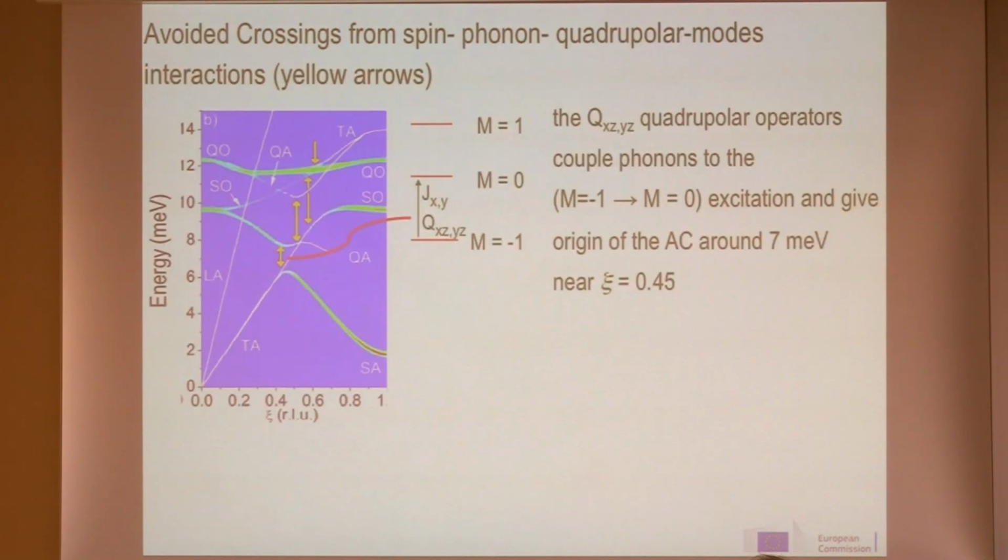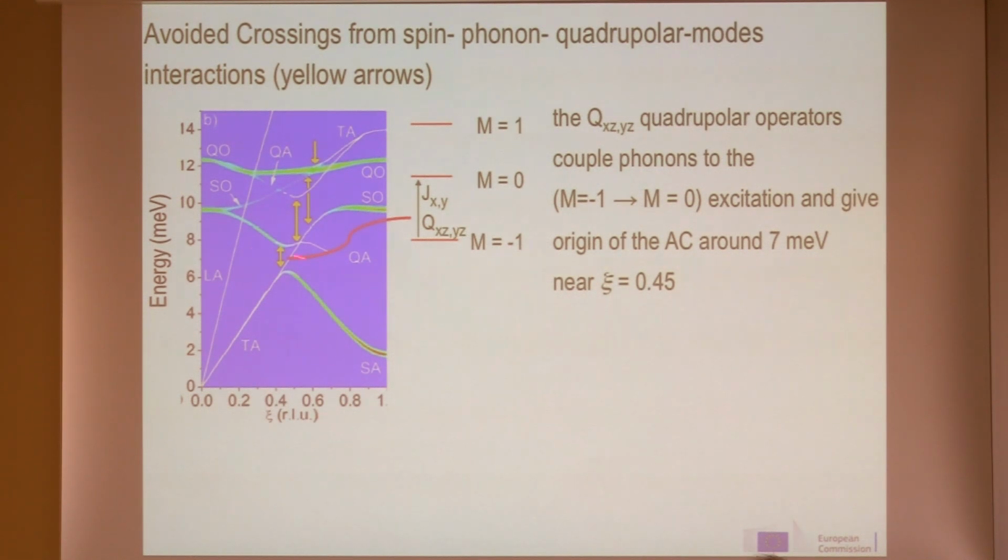So let's see some results. Actually, for instance, this anti-crossing here is due to these two quadrupoles that couple phonons to this transition. The transition is at about 7 millielectron volts at C045. But we have other anti-crossings. That's the transverse phonon, it does like this at room temperature, but here it is mixed. We have a splitting, we have another splitting here, and so on.